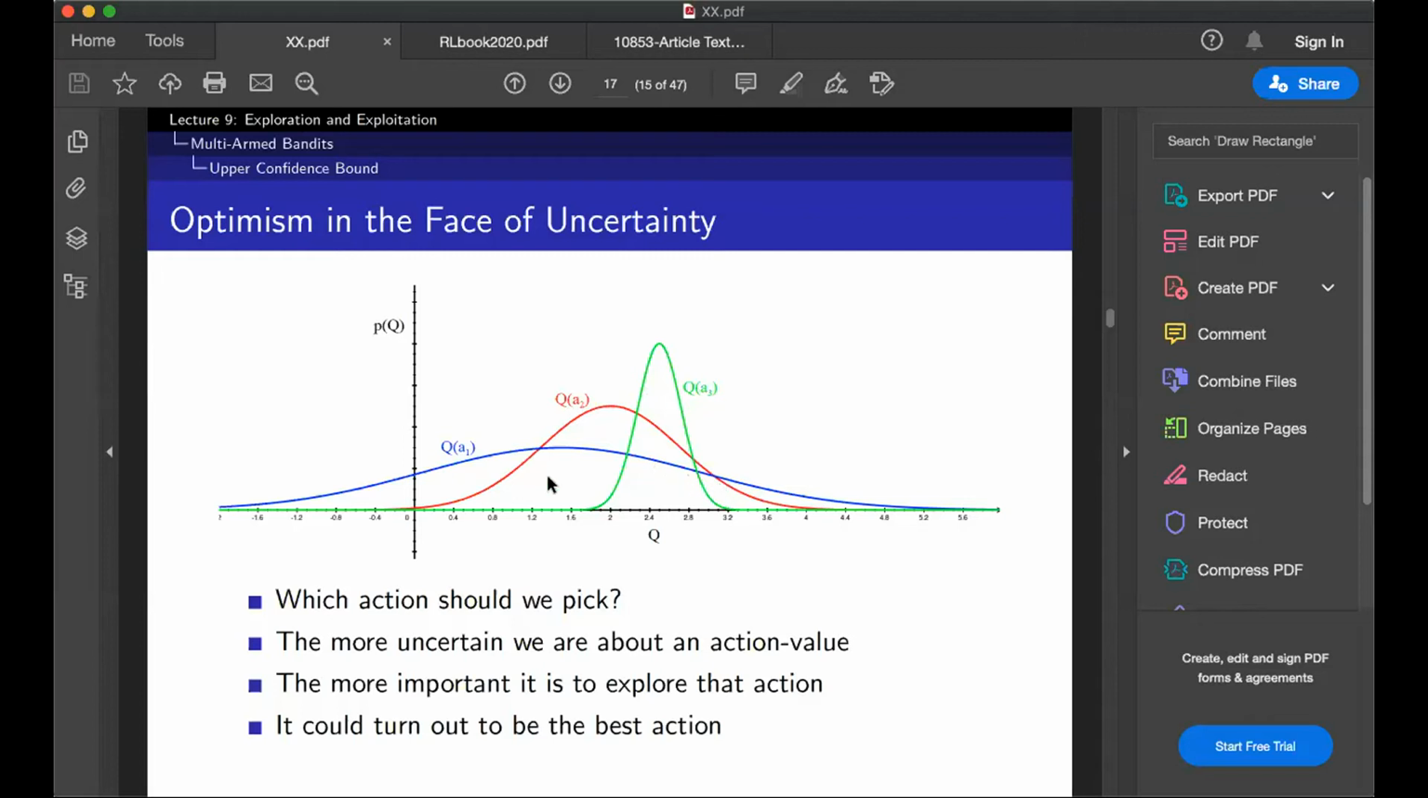At this point in time, if you choose greedy, you're going to choose A1 at all points in time. You're not going to choose A2 or A3. But the idea is that A1 is still undefined and there is a long tail. If you look at both A2 and A3, there is enough area under the curve on the right-hand side of A1.